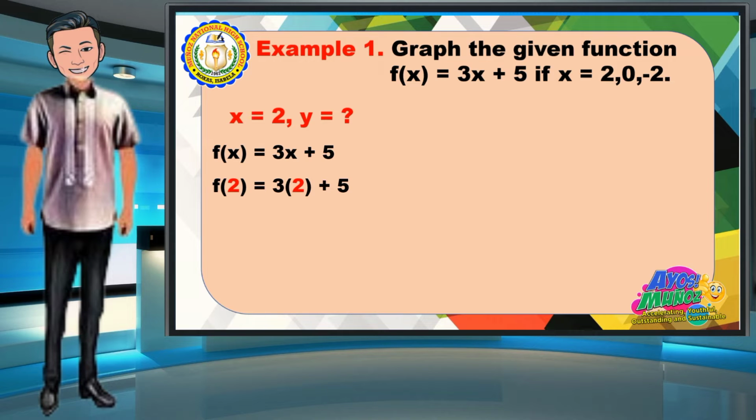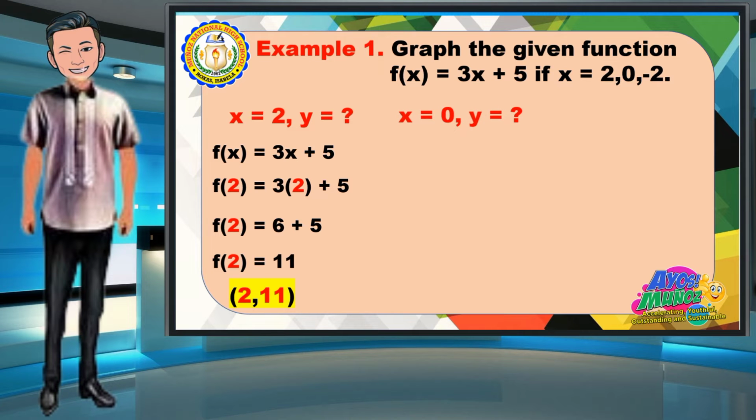We have f of 2 equals 3 multiplied by 2 plus 5. And 3 times 2 is equal to 6. We have now 6 plus 5, which is equal to 11. So the value of f of 2, or the value of y, is equal to 11. So we have the point, or coordinates, 2 for the value of x and 11 for the value of y.